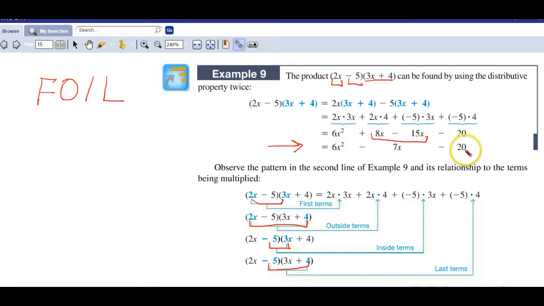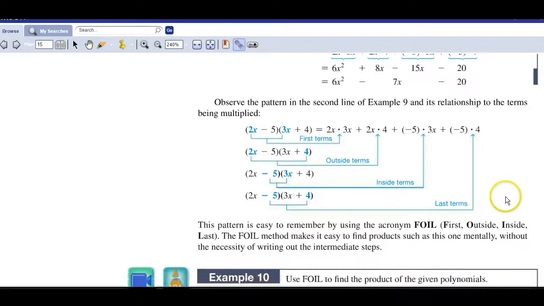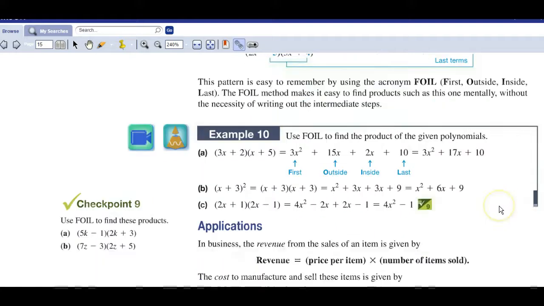because later we're going to take this trinomial here and we want to factor it. So multiplying is sort of the easier way to go. Factoring it is the more challenging, but we'll work on it little by little. And there they're telling you the FOIL.